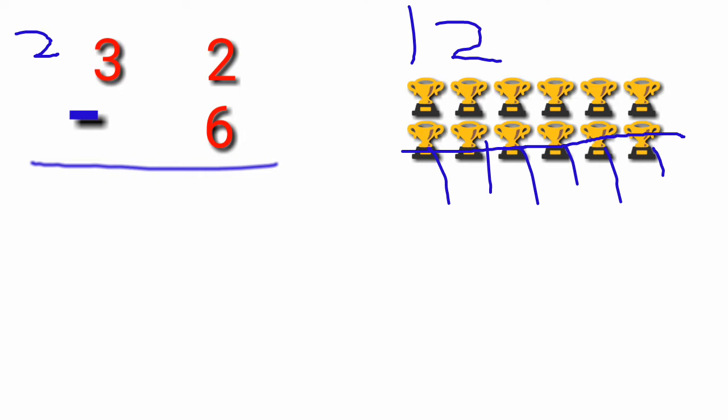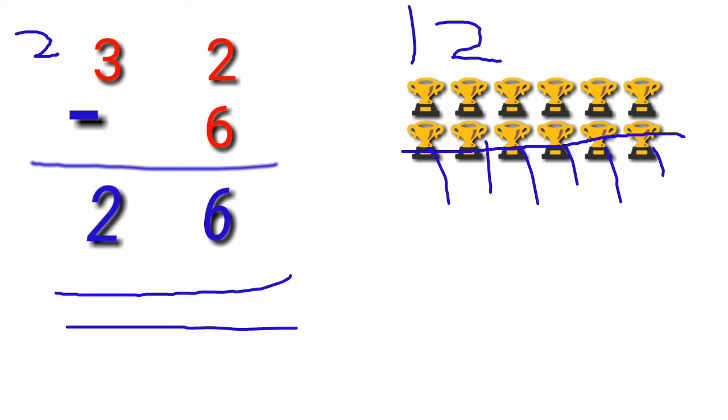So now 12 minus 6. 12 minus 6 is equal to what? Count it. 12 minus 6 is equal to 6. And the 3 changed to 2. Since there is no number below the 2, just push it down. The answer is 26. 32 minus 6 is equal to 26.